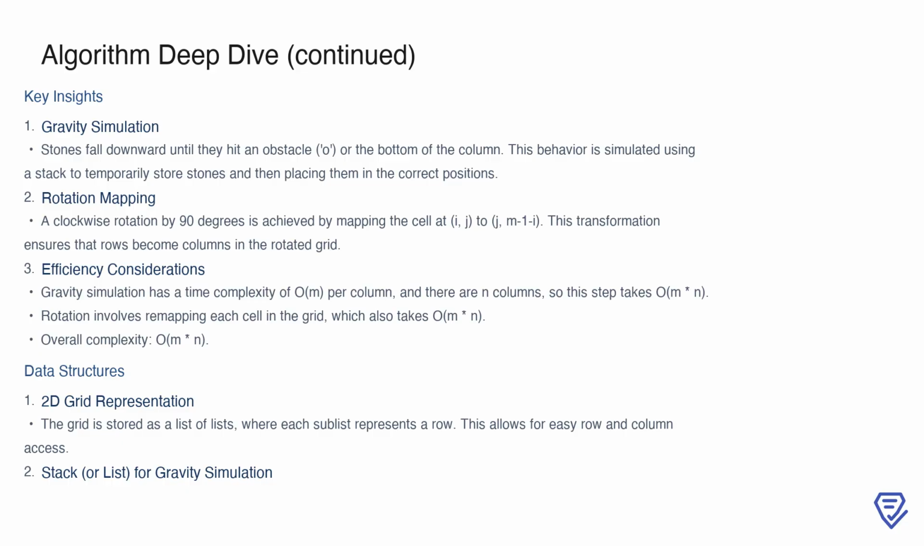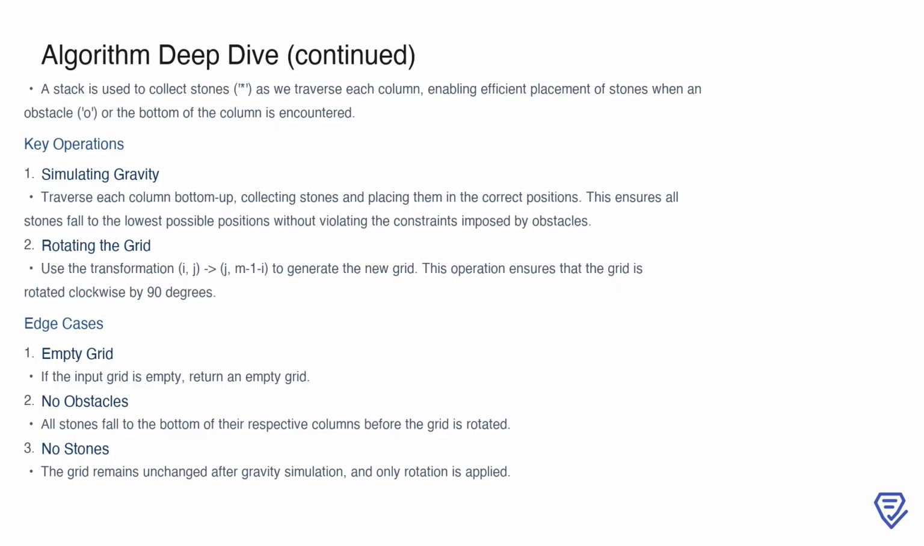In terms of data structures, the grid is represented as a list of lists, making it easy to access rows and columns. For gravity simulation, a stack is used to temporarily store stones and efficiently manage their placement. The stack plays a pivotal role in simulating gravity.